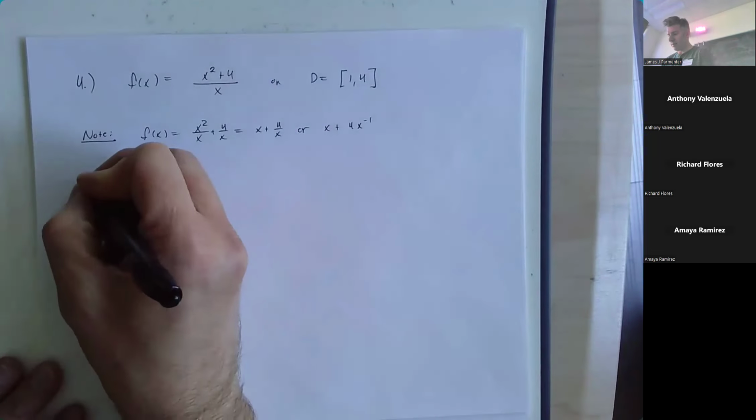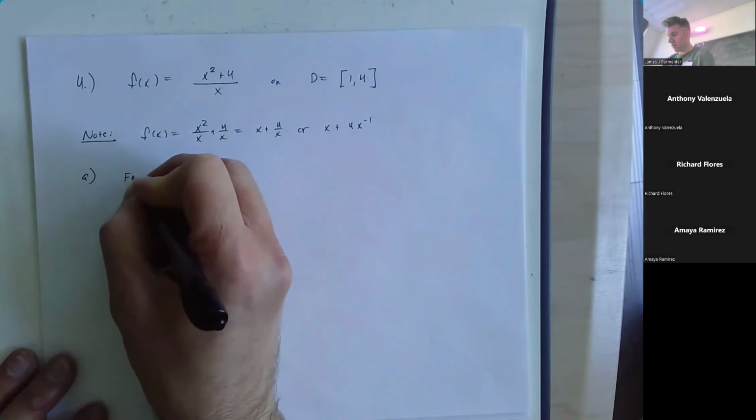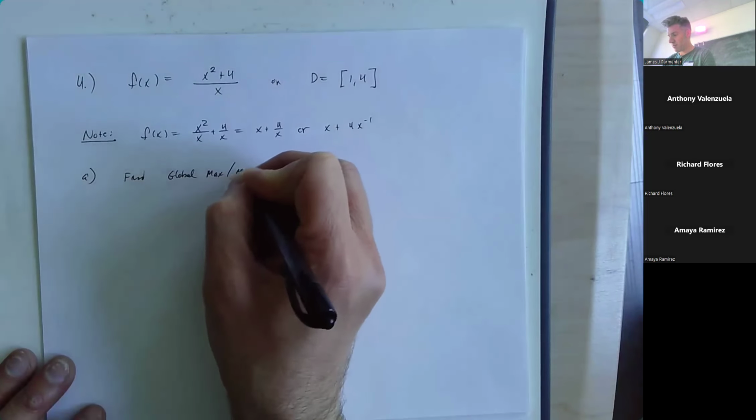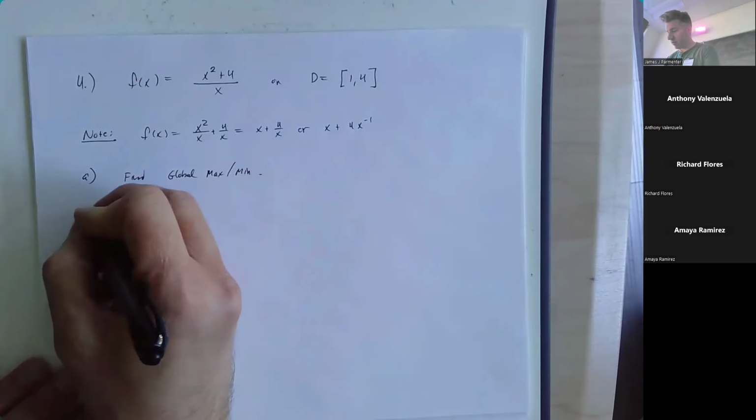So part A. Determine the global maximum and minimum of y equal to f of x on the domain given. So find the global max and min. The process for this is finding all critical points on the interval and the endpoints, and then evaluating the function at those points. So the first step here is to find the critical points.